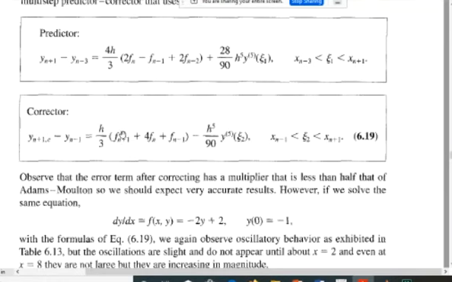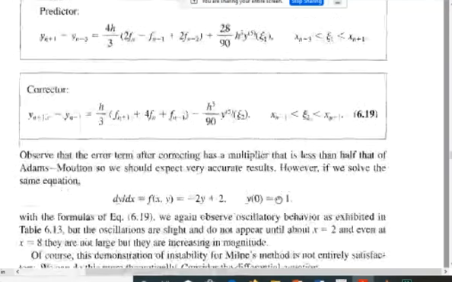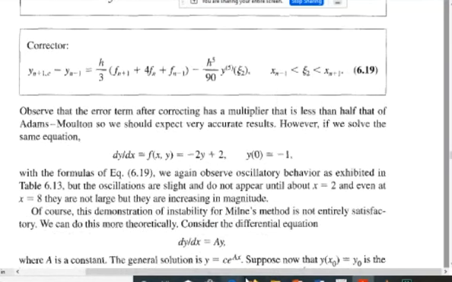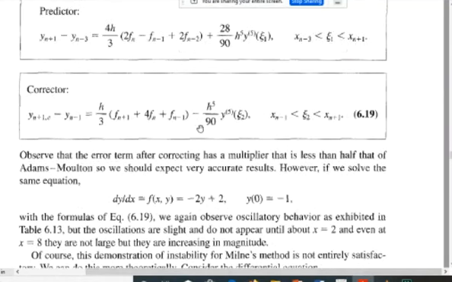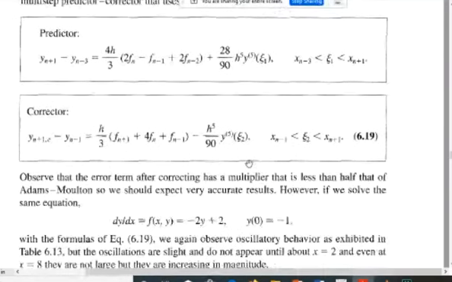In computing these values, for example f n plus 1, we use the values of the predictor y n plus 1 and x n plus 1. And this is called the corrector. We can simply apply these algorithms in MATLAB or other languages, and let's solve the same equation as in the previous example, but with Milne's method.